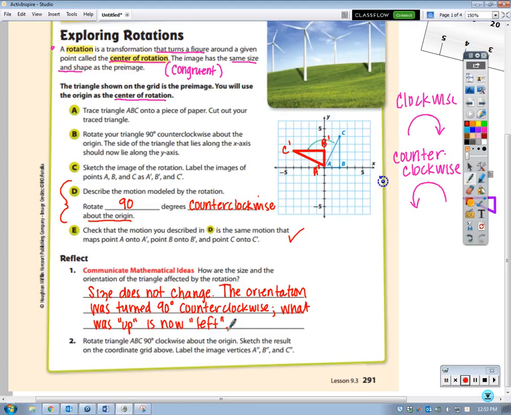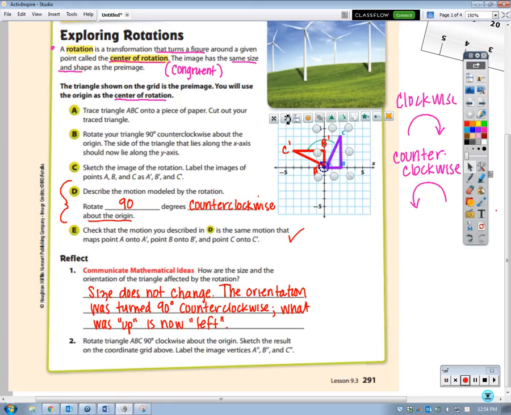Okay. And the second question in our little reflect section here is, rotate triangle ABC 90 degrees clockwise about the origin. Sketch the result on the coordinate grid and label the vertices A double prime, B double prime, and C double prime. So I've got my second little triangle over here. I'm going to drag this triangle over here onto my coordinate grid. And I just made it a different color so that we know it's a different transformation.